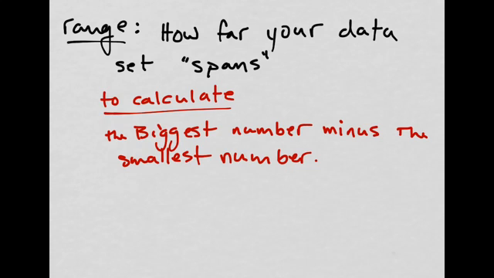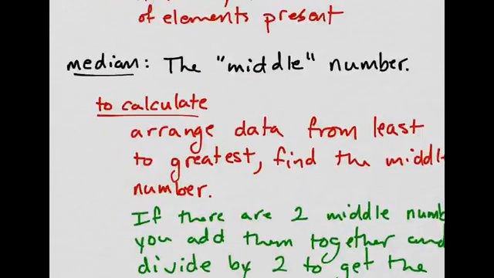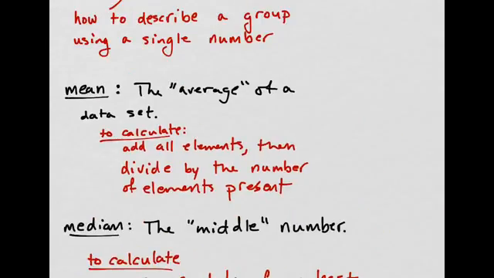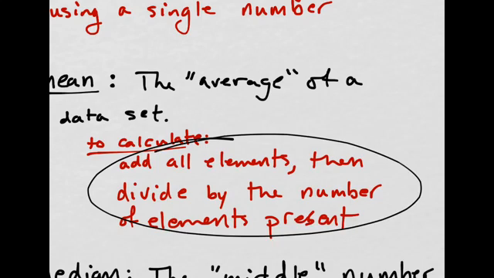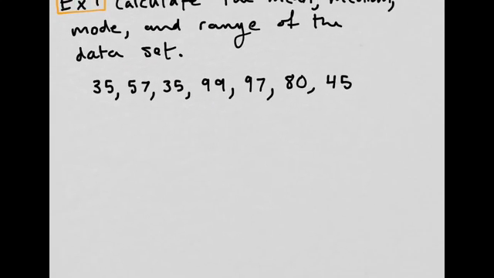Okay, very easy. Let's do an example. Our example says, calculate the mean, median, mode, and range of the data set. So what we're going to do first is find the mean. The mean is just the average. So I'm going to take all of these numbers, add them together, and divide by however many there are, because that's how you calculate the mean. Add all elements, then divide by the number of elements present. So I will take this into my calculator.